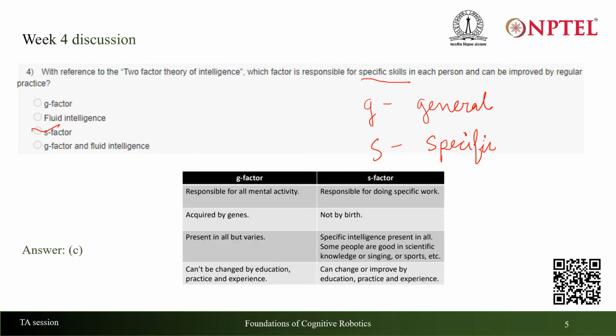This is the two-factor theory of intelligence, proposed by Charles Spearman. So the G factor is responsible for all mental activity. It's acquired by genes, present in all but varies in degree, and can't be changed by education, practice and experience. Whereas the S factor is responsible for doing specific work and is not acquired by birth, such as knowledge, singing, sports. So these abilities you acquire after birth, and they can be changed and improved upon by education, practice and experience. So the right answer for this question is option C.